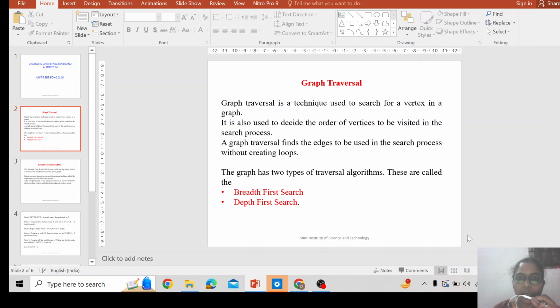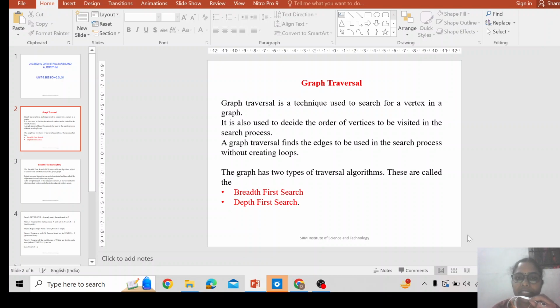So here we know that a graph is a non-linear data structure, so any vertex can be the starting node. From any vertex we can visit any other vertex if there is any connection between them. So here the graph traversal is considered to visit a node from one vertex to another vertex, or else to search whether the particular vertex is present in the graph.